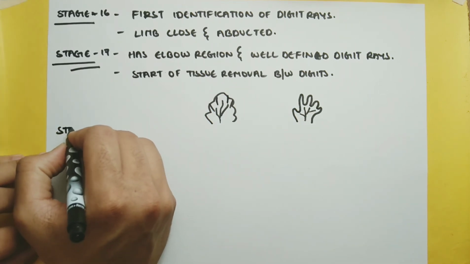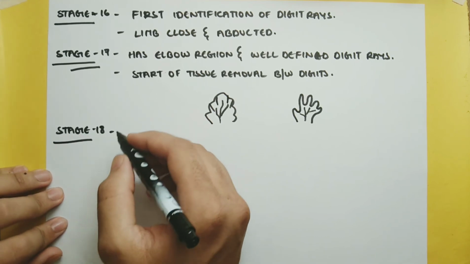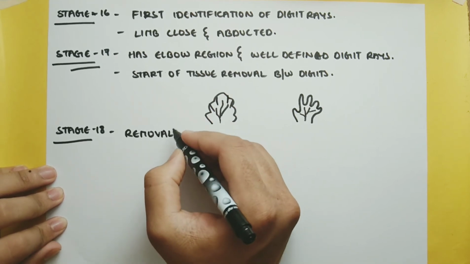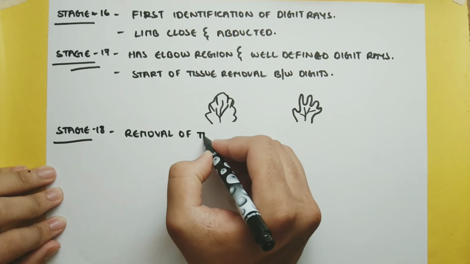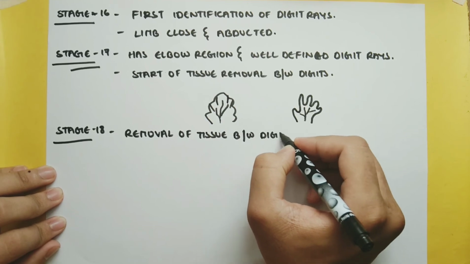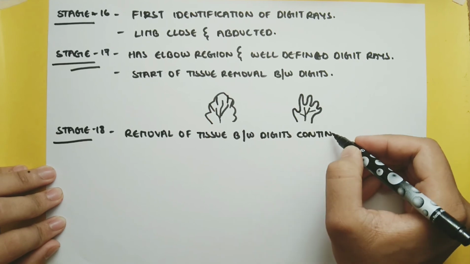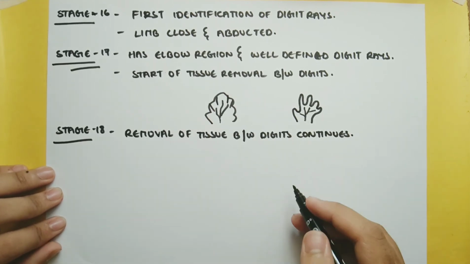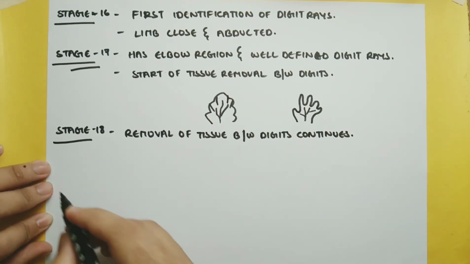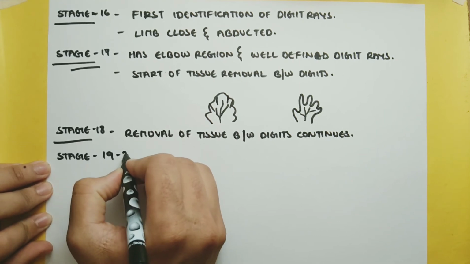Now comes to stage 18. In the stage 18, the removal of tissue between digits continues. Now come to stage 19 to 23.